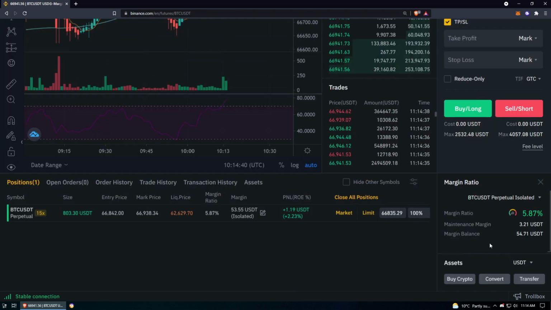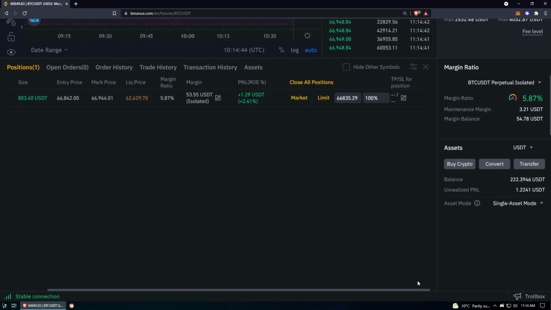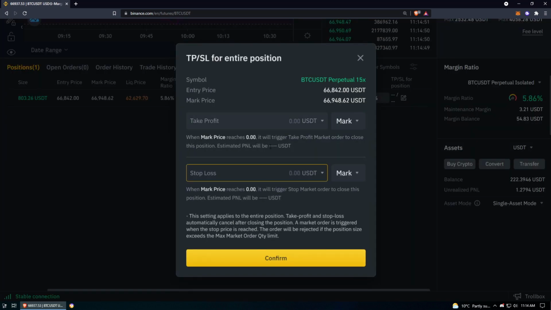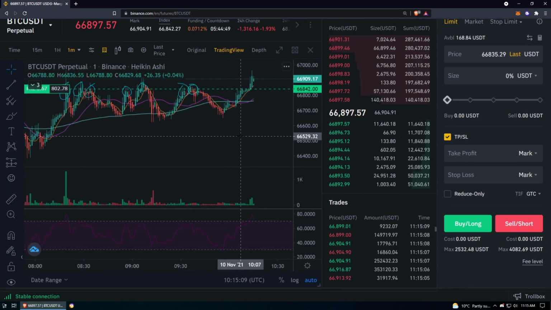0.10% right now. And if you make a trade like this and you do want to have take profit and stop loss, you can just scroll here, all the way to the right, click on this little edit icon, and then you can put in your take profit and stop loss right here. So I'm gonna put my take profit at 69,420, seems like a reasonable price, and I'll put my stop loss at 66,100, also seems very reasonable. I'll just confirm that, and I will let this trade go.